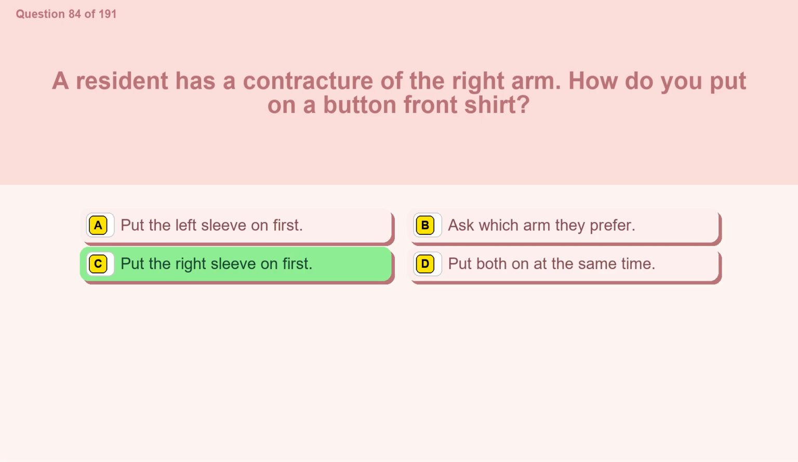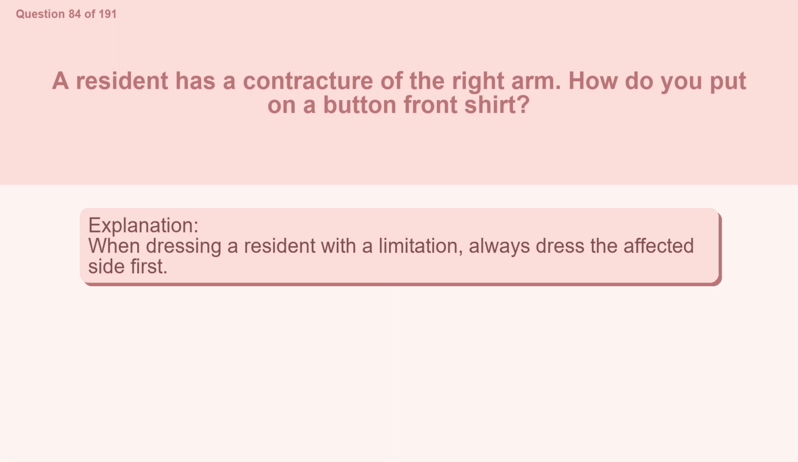The correct answer is option C. Put the right sleeve on first. When dressing a resident with a limitation, always dress the affected side first.